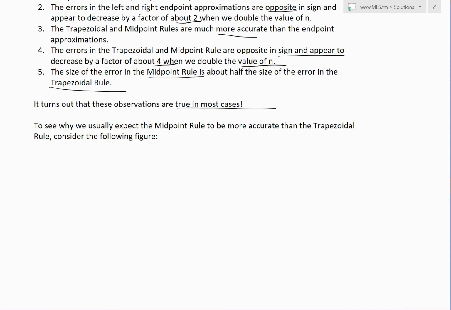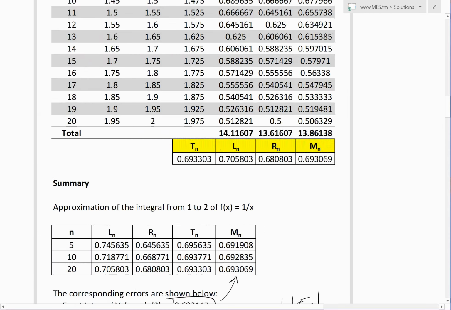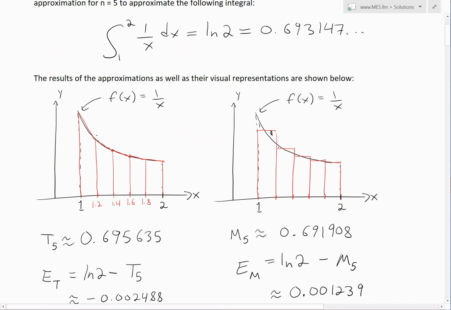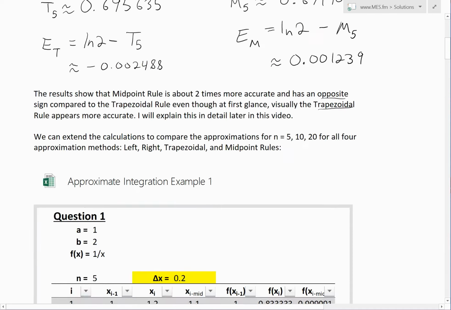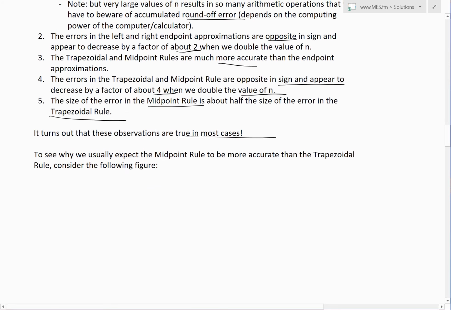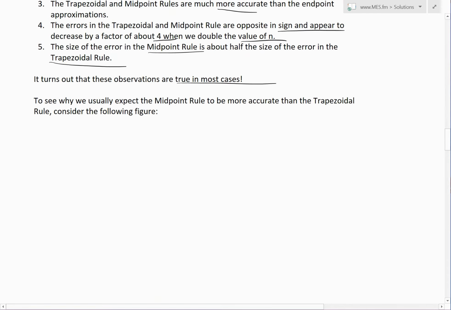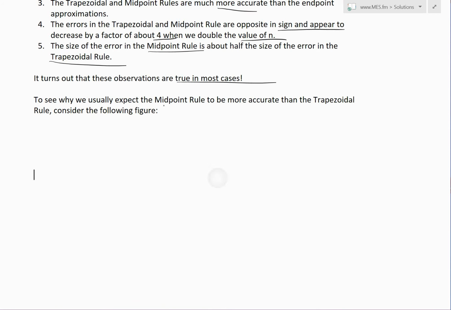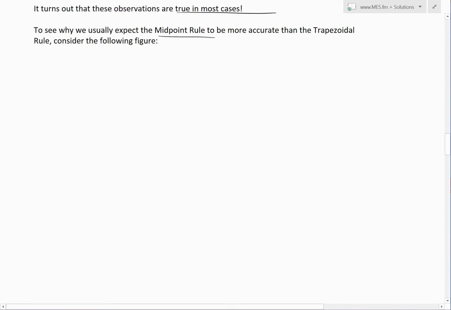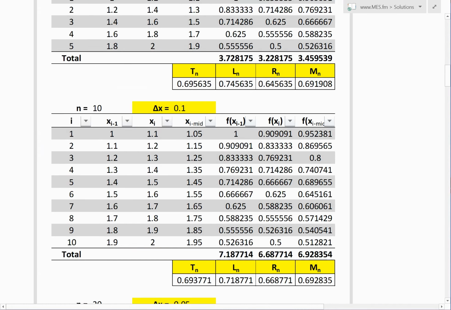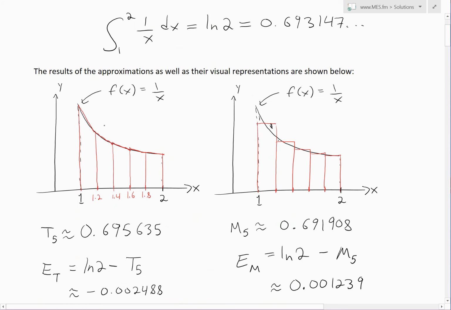Now the interesting part, like I showed in the graph above. The trapezoidal rule appears to be more accurate, there's barely any empty spaces, one there, but barely any. But the midpoint is double the accuracy. To see why we usually expect the midpoint rule to be more accurate than the trapezoidal rule, consider the following figure. Let's say we zoom in on one of these.